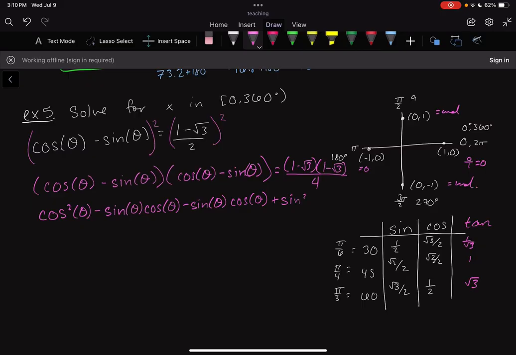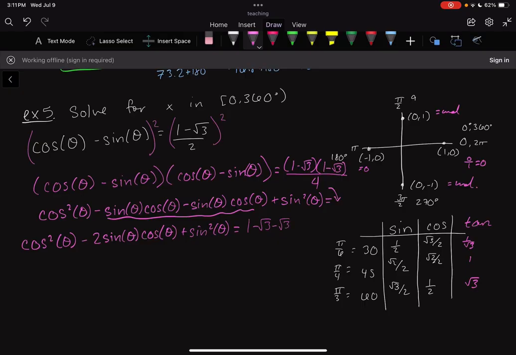Plus sine squared theta is equal to, and I'll just bring down that side as I have more room. So this is cosine squared theta minus 2 sine theta cosine theta. I'm just combining like terms right there, plus sine squared theta is equal to, and now I'm going to simplify the right side. So that would be 1 minus root 3 minus root 3 plus 3 over 4.